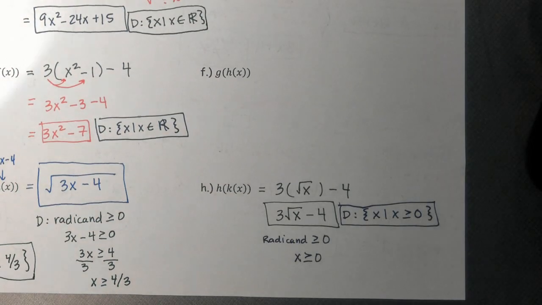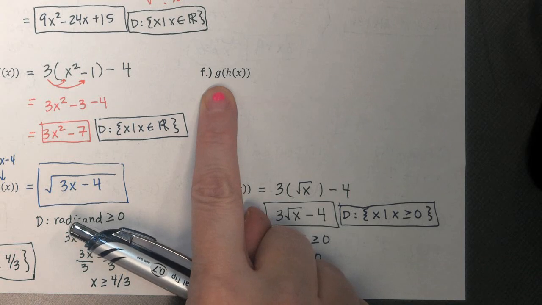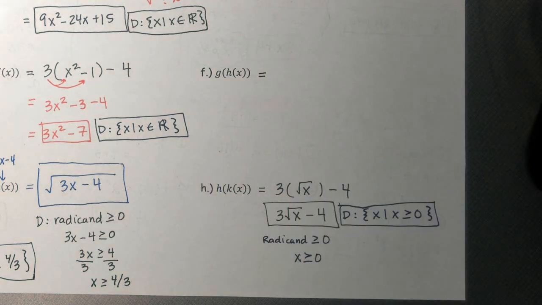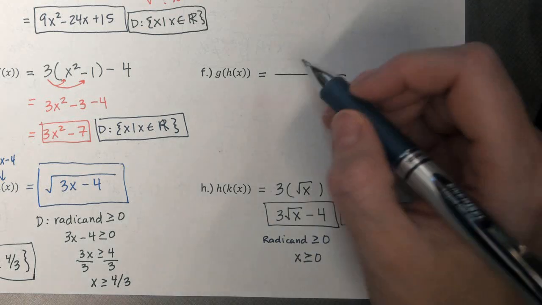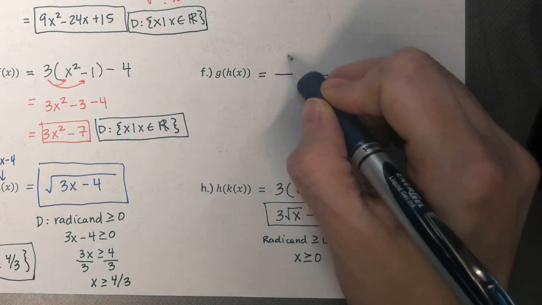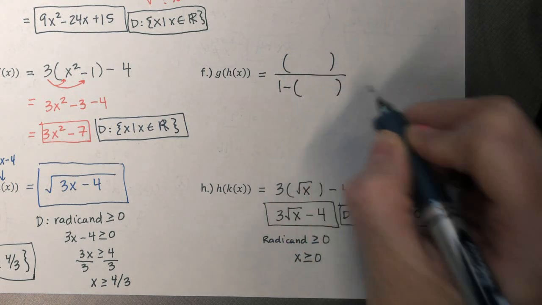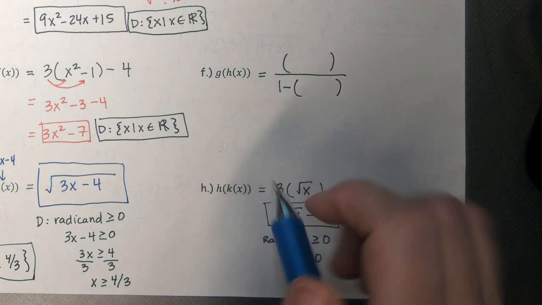Okay, so let's look at F. For F, G is the value that's on the outside. That's our function. G's a little different because if you look at G, how many x's are there? Yep, so now we need 2 parentheses. So on the top it's x. On the bottom it's 1 minus x. Okay, now we can plug it in and now you can simplify. Okay, so plug in your h of x.